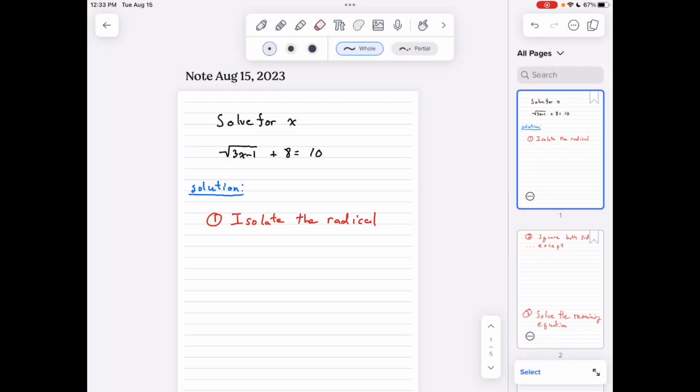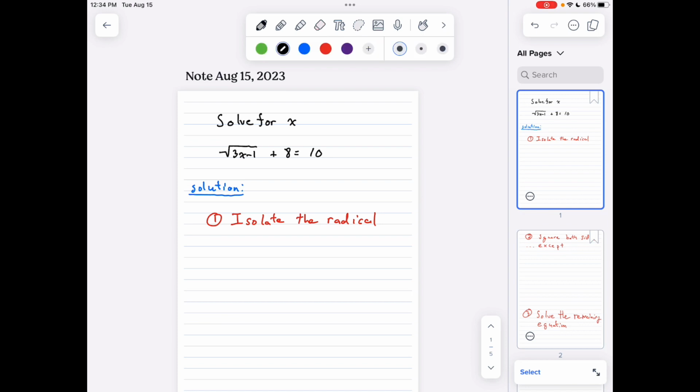All right. Hello, everyone. Today we're looking at radical equations and how to go about solving them. So let's start with this equation: the square root of 3x minus 1, all inside the square root, plus 8 equals 10. Your first step with any one of these radical equations, if you can, is to isolate the radical.